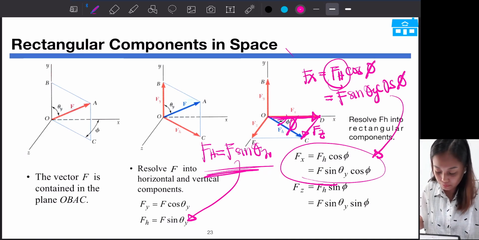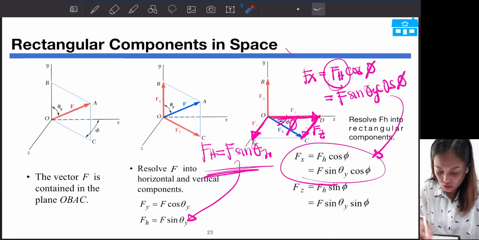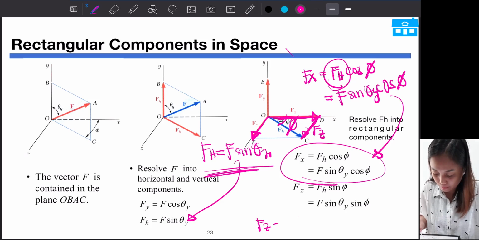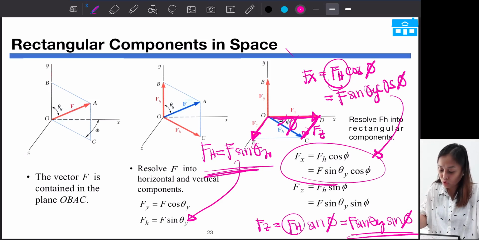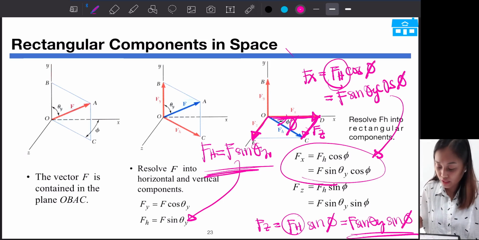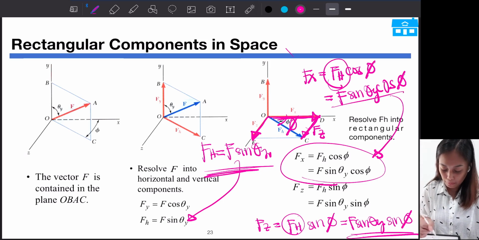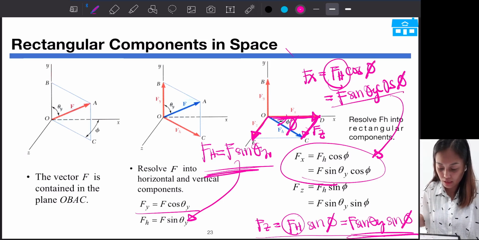The same goes for Fz. Fz is opposite to the angle phi. Since it is opposite, Fz is equal to FH sine of phi, where FH is equal to F sine theta y. So Fz is F sine theta y sine phi. That is the value of the z component of the force F. So we have Fx, Fy, and then Fz.